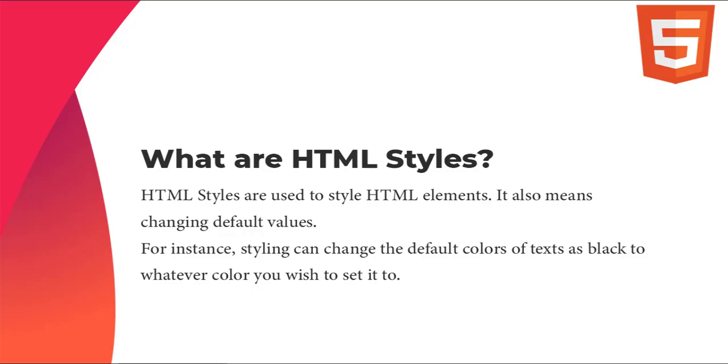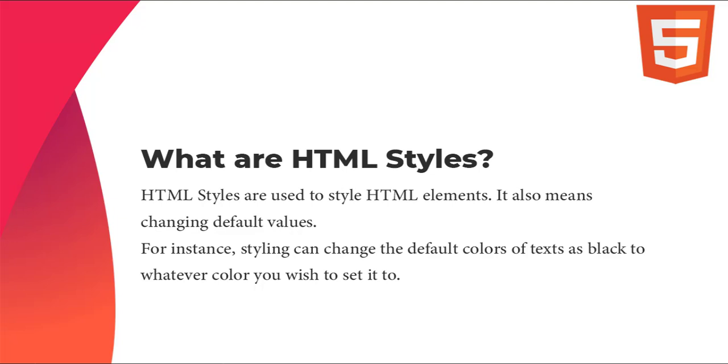Okay, so what are HTML styles? HTML styles are used to style HTML elements. It also means changing the default values. And when we're talking about changing the default values, styling can come in different forms. It can come in the form of, let's say, changing the color of a text, changing the color of the background, something like that, just to make it look more beautiful and appealing to the eyes, right?